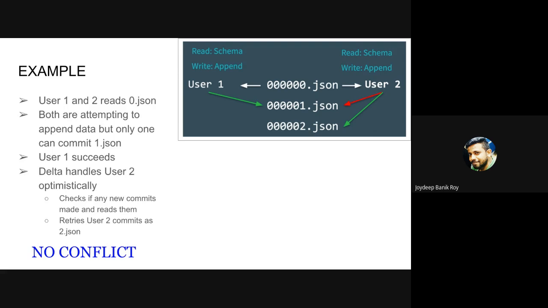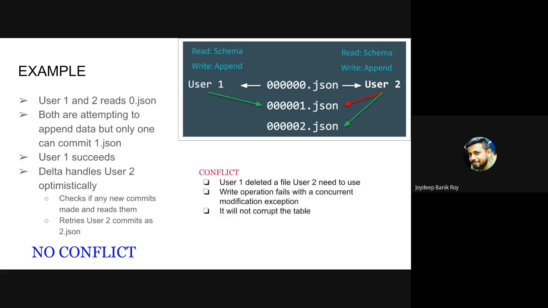Now there might be a conflict also. Basically, user two, in its version 1, deleted some file which user one needed. So in this case, there will be a concurrent modification exception.